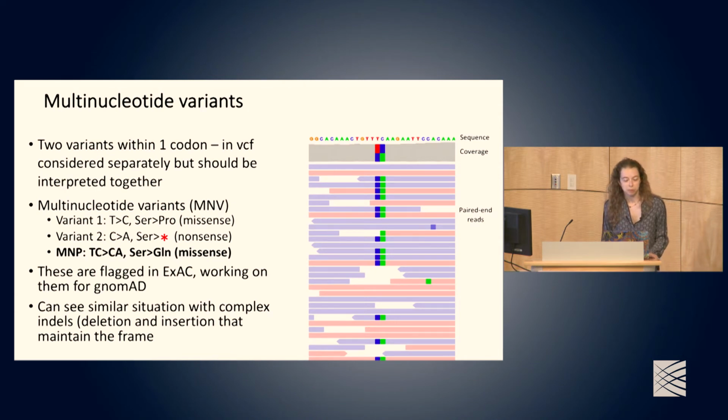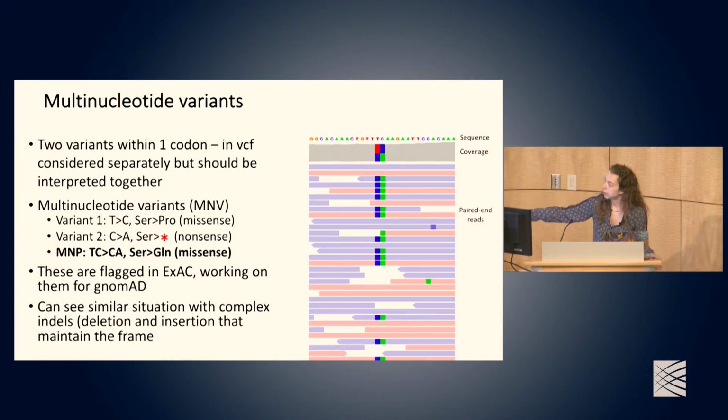Multinucleotide variants, these are some of my favorites actually, just because the VCF is interpreting every variant separately, so these aren't getting picked up the same way that we think about them. So what's happening here is you have two variants within the same codon in cis, and each one is being called as a variant 1 or variant 2, so one's a missense and one's a nonsense, but they're in cis, they're in the same codon, they're one thing, they're not two variants. If they were in trans, they'd be two variants.